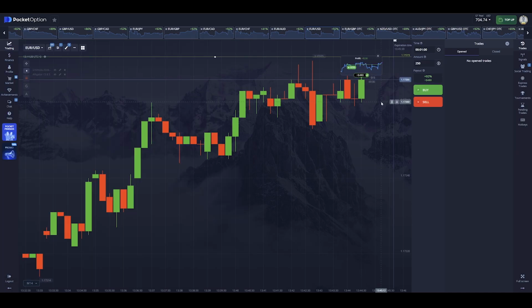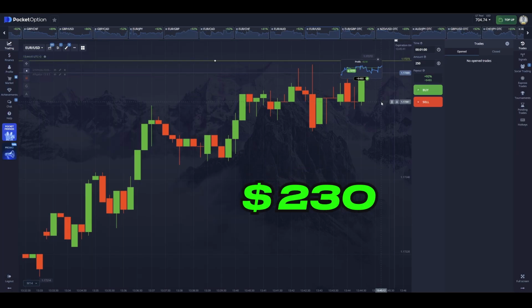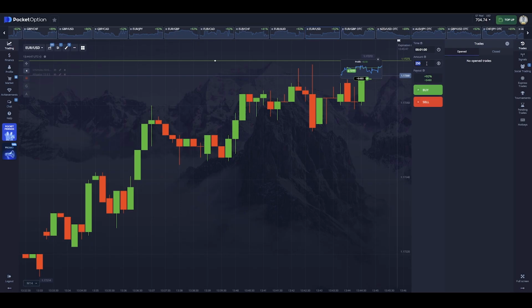And this trade is already closing in profit and brings me $230. So now I can open a trade for almost $500. For example, let's say $450. So if this trade closes at a loss, I'll still have $250 left in my balance. That means I'll still be in profit, even though that's 63% of my deposit.